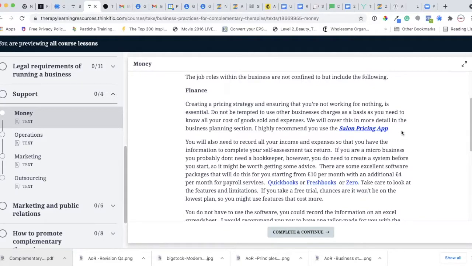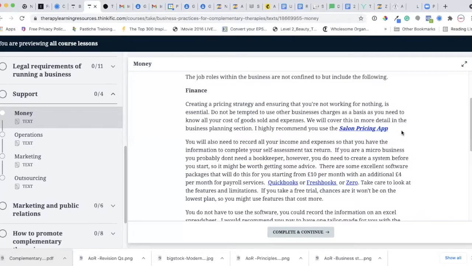How are you going to record the money that's coming into your business? Because you're going to have to be taxed on this, and you need to prove potentially to HMRC that you are only taking this amount of money and therefore you're paying tax on this amount of money.